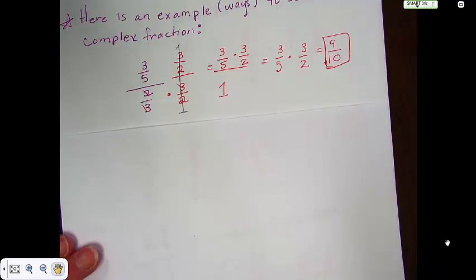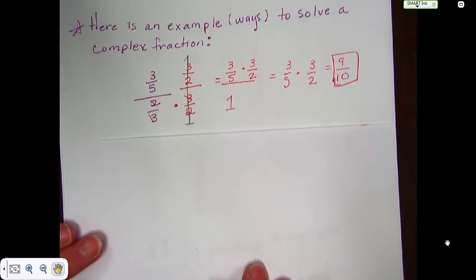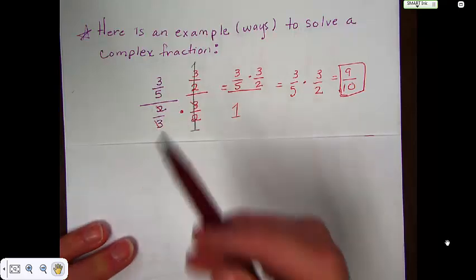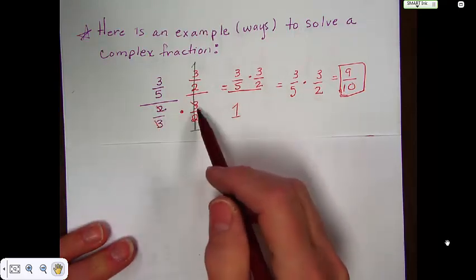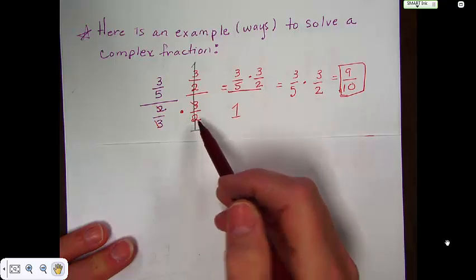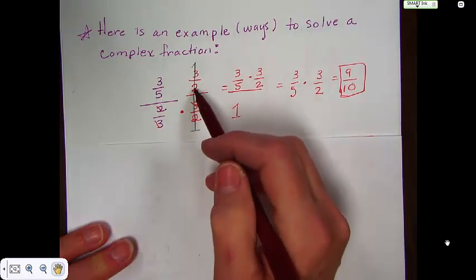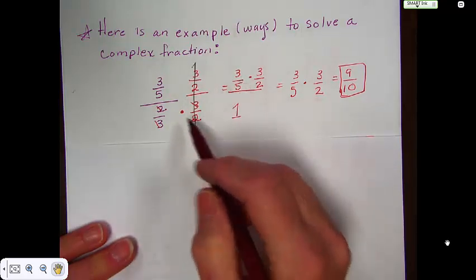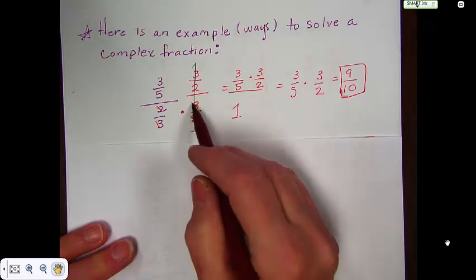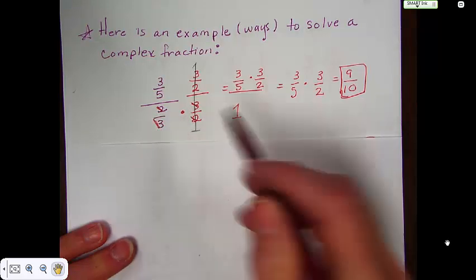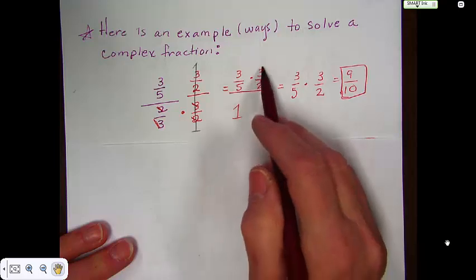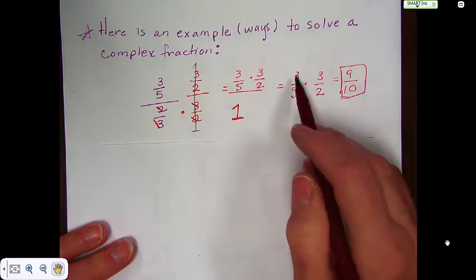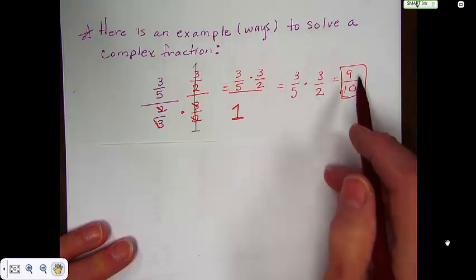Here's a good example of a way to solve a complex fraction. 3/5 divided by 2/3. Well, if I multiply the denominator by 3/2, which is the reciprocal, over 3/2, I get that well-chosen 1. So that I end up with 1 on the bottom because these all cancel out. Okay, and I end up with 3/5 times 3 over 2 on the top over 1, or 3/5 times 3 over 2, which is 9/10.